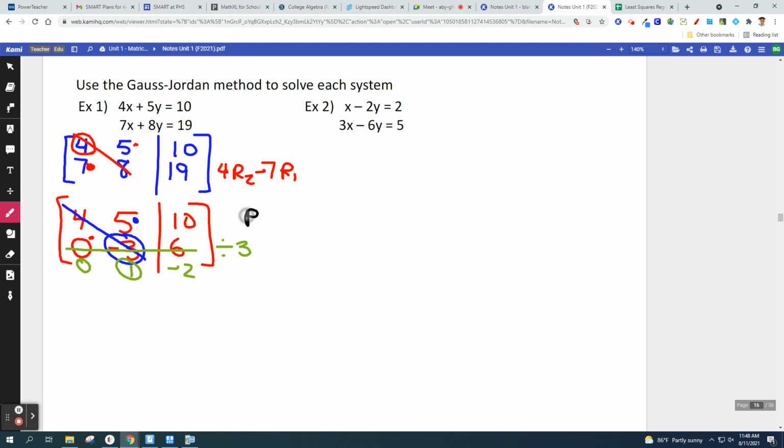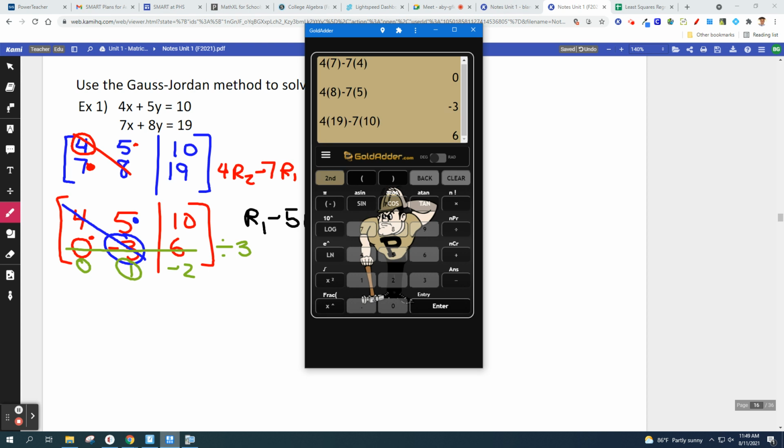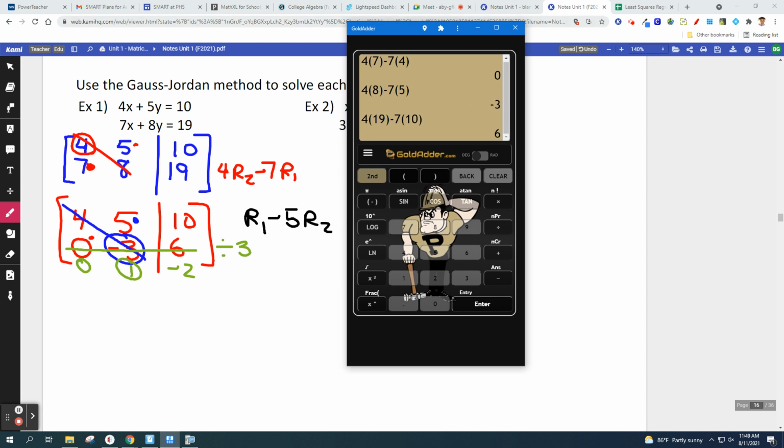I should be able to say row 1 minus 5 row 2s, because I'm using the 1 now, not the -3. And I do that all the way across the top. I need to change the 4, the 5, the 10. So my rule says take row 1 minus 5 times the row 2 number, and I do that across each column.